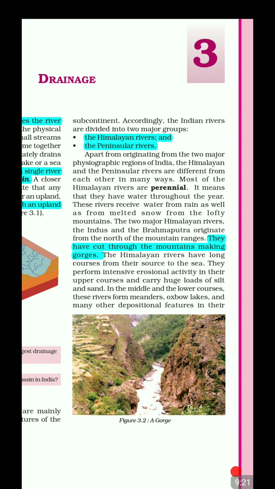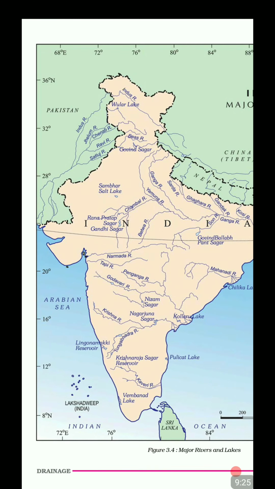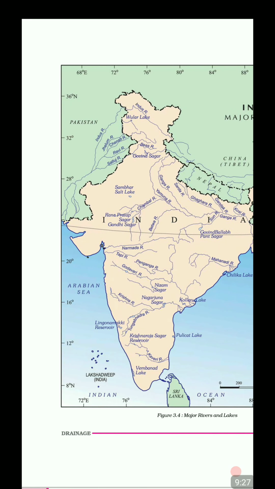The Himalayan rivers have long paths owing to the fact that the distance is very long. For example, the Ganga is roughly 2525 kilometers. The peninsular rivers are short-pathed. For example, the Godavari is the largest river of the peninsula, at 1465 kilometers.